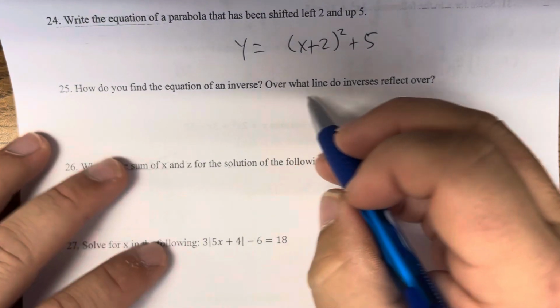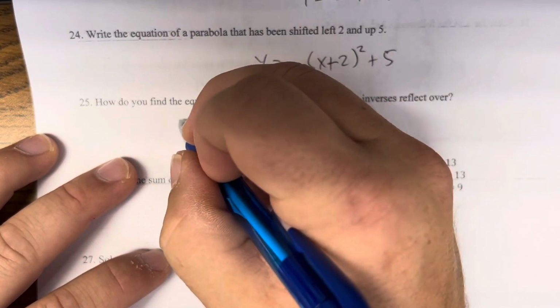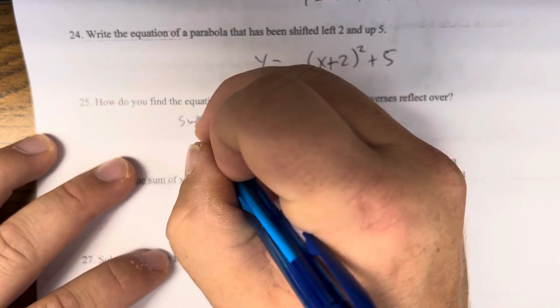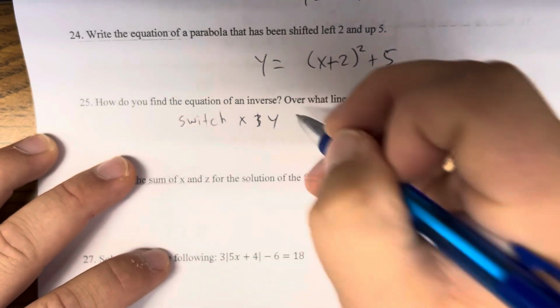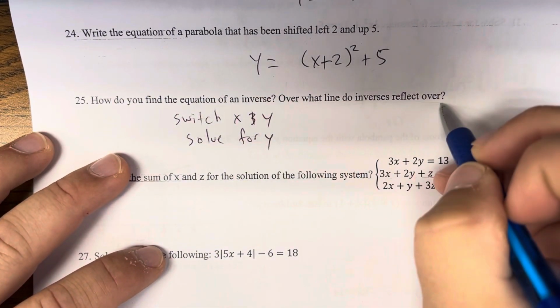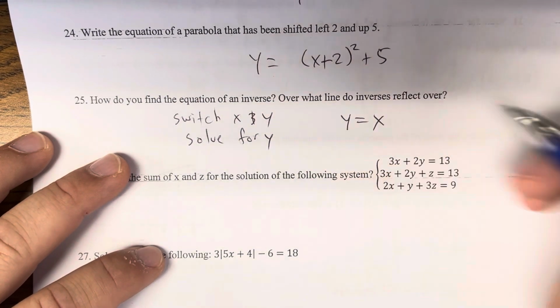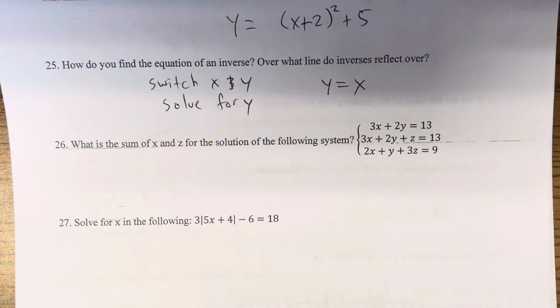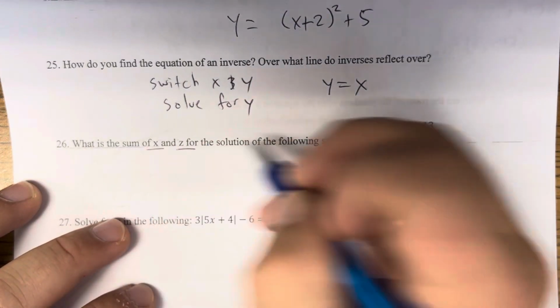How do you find the equation of the inverse? You switch x and y, solve for y. Over what line do inverses reflect? That's y equals x. What is the sum of x and z for the solution?